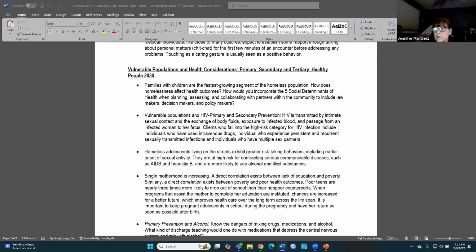When we're looking at vulnerable populations and HIV, we talked, HIV is a med surg concept. So tell me a little bit about what you know about HIV. They won't be able to get their medications if they're homeless, or needles, or the care they need. Okay. So what are some primary prevention measures that we can do for HIV?